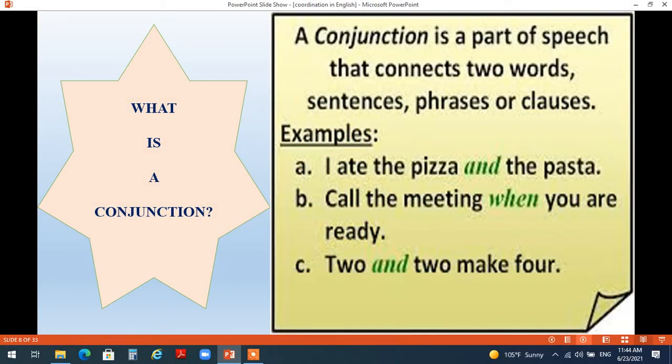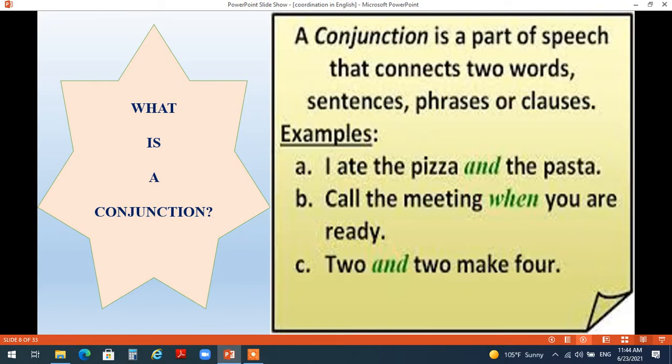Now, what is a conjunction? We have already said that in a syndetic coordination, there are coordinators or coordinating conjunctions. So first of all, we need to give some basic definition of the term conjunction.